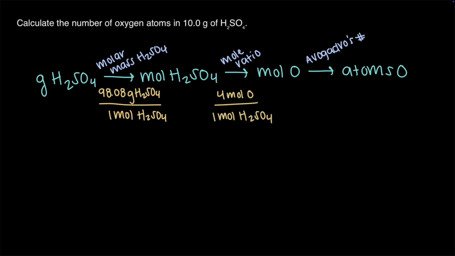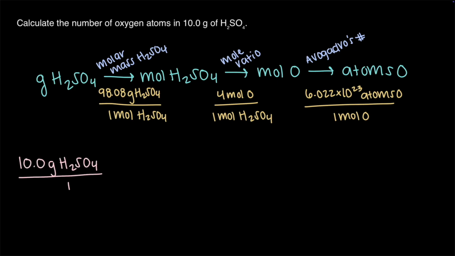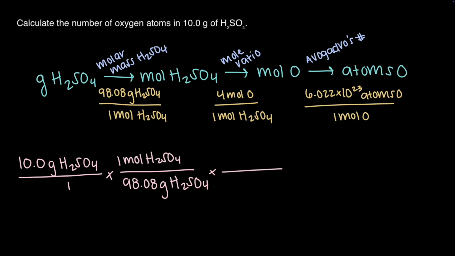The mole ratio will be 4 moles of oxygen for every 1 mole of H₂SO₄. Avogadro's number will be 6.022 times 10 to the 23rd atoms of oxygen for every 1 mole of oxygen. Starting with 10 grams of H₂SO₄ over 1, we can set up all units to cancel. In the next fraction, 98.08 grams of H₂SO₄ goes on the bottom, and 1 mole of H₂SO₄ on the top. In the next fraction, 1 mole of H₂SO₄ goes on the bottom, and 4 moles of oxygen on the top.